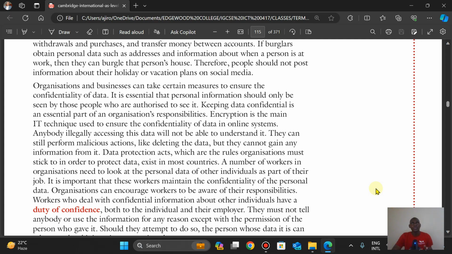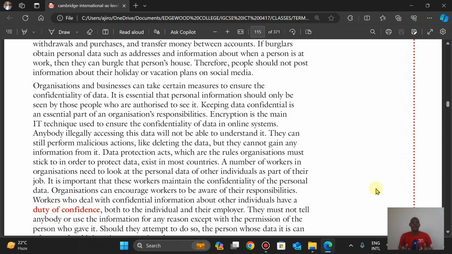Okay, and also another key point, it is essential that personal information should only be seen by those people who are authorized to see it. Keeping data confidential is an essential part of organization responsibilities. These are key points I'm telling you right now.